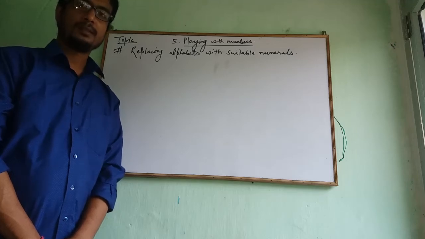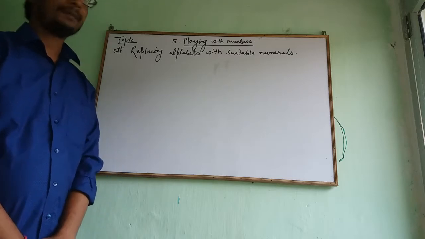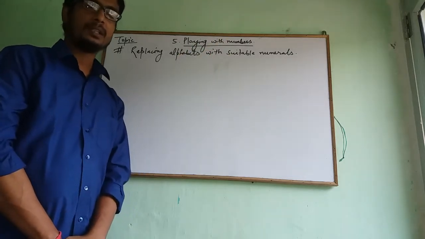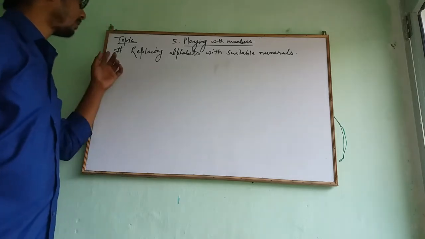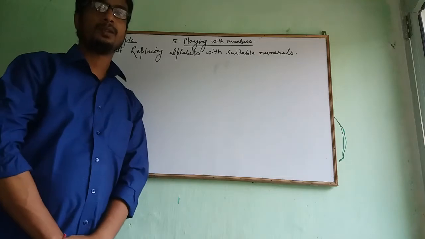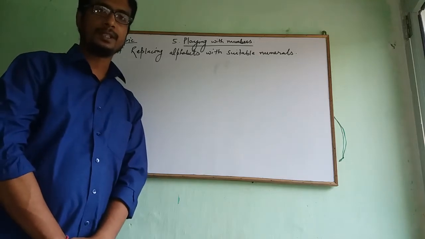Good morning, students. Today we will discuss the remaining part of chapter 5, that is playing with numbers. And in this video, we will discuss the following topic. The topic is replacing alphabets with suitable numerals. So let's start the video.